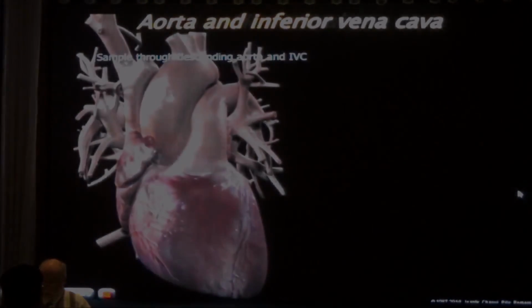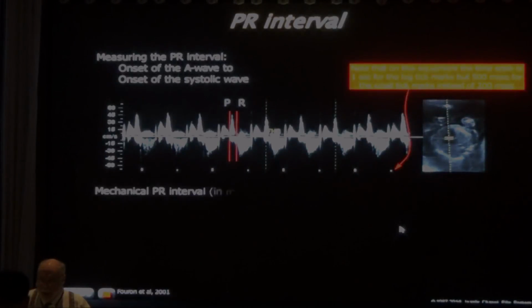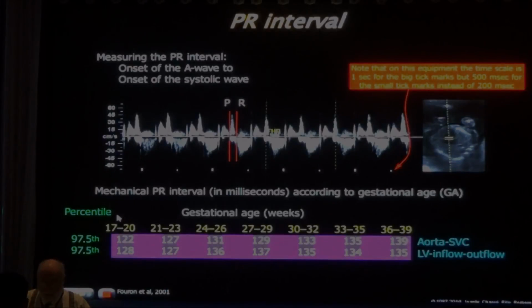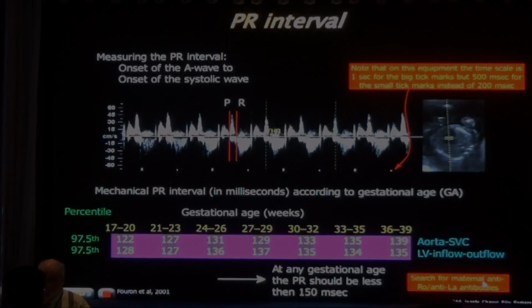I'm going to skip that because I don't have enough time. What I wanted to show you is that at whatever gestational age you measure this, whichever technique you use, that PR interval has to be less than 150 milliseconds. If it's 140, you risk it 3 days later. If it's above 150 milliseconds, then the patient most likely has either lupus or an autoimmune disorder. And these are babies that can be treated prenatally, and these babies can be recovered.